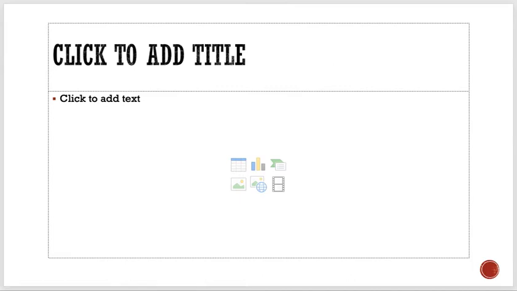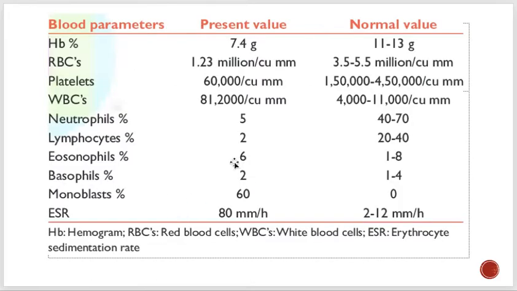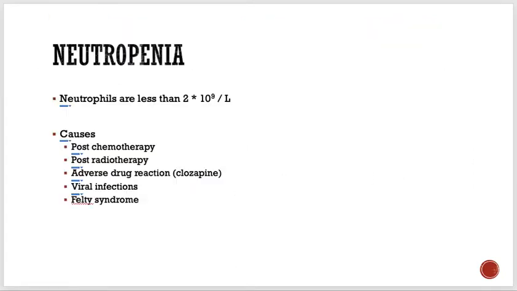So neutrophils, I was talking about neutrophils, okay? So you can see over here, these are the normal values. Normally neutrophils are the most abundant cells. Then there are lymphocytes, then eosinophils, then basophils, right? So we had done neutrophils.